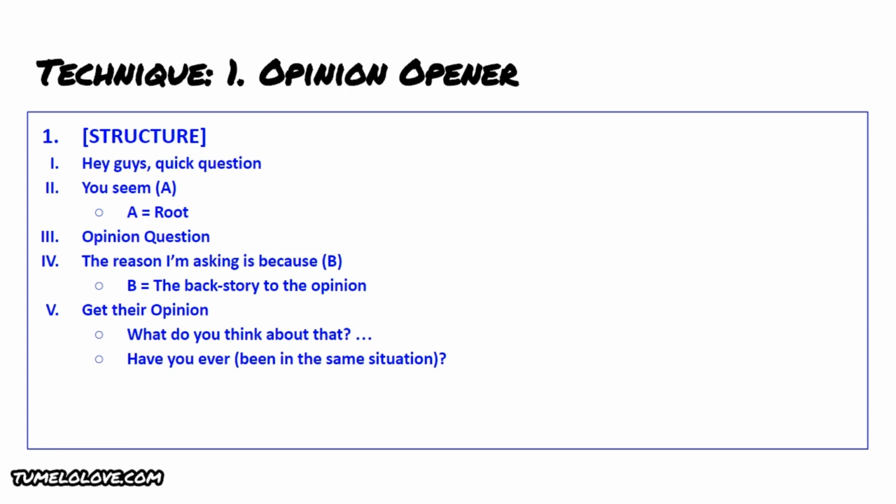And the next is the reason why you're asking is because B. The reason why I'm asking is because B. And B now is the actual backstory to the opinion that you're asking. Why is this question so important to you that you had to ask someone about it? So you give the backstory to the opinion.